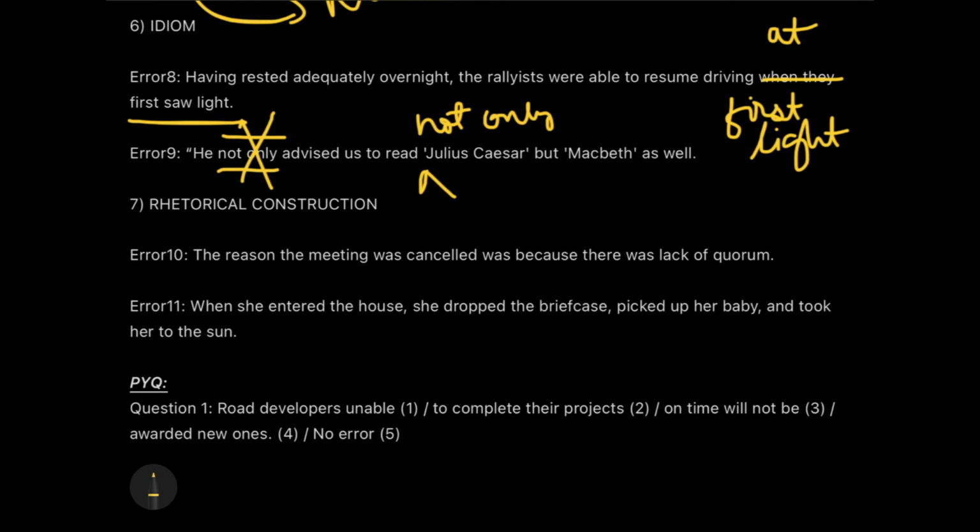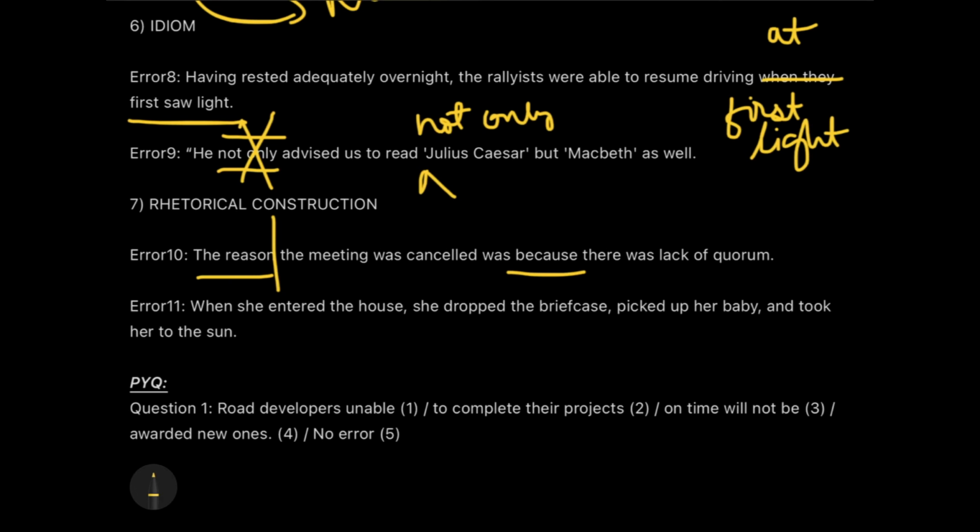For example, let's take question number 10. The reason the meeting was cancelled was because there was lack of quorum. Which word is repeated here, guys? You know this is very easy. Reason भी है और because भी है, तो या तो आप reason हटाओ या तो आप because हटाओ. तो better way क्या होगा, because रहने देते हैं because it is connecting the sentence. So the proper one will be the meeting was cancelled, just the reason हटा के, that's your correct answer.